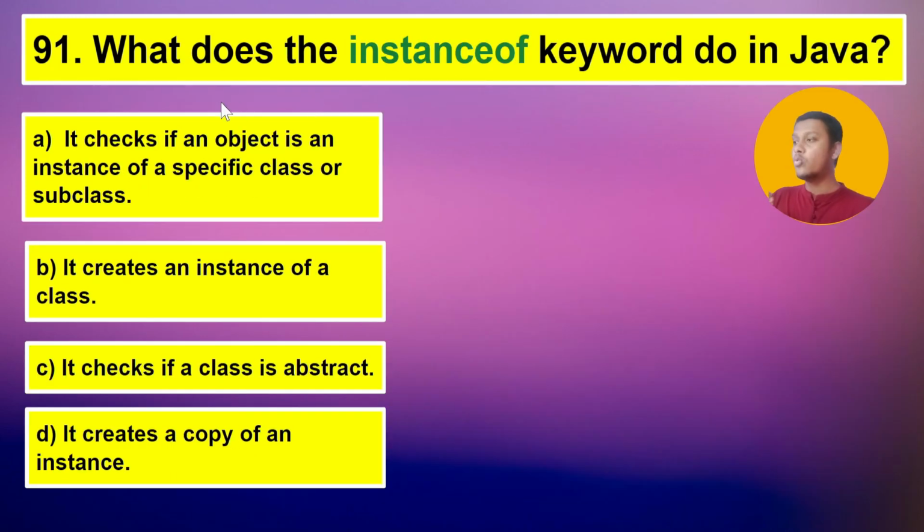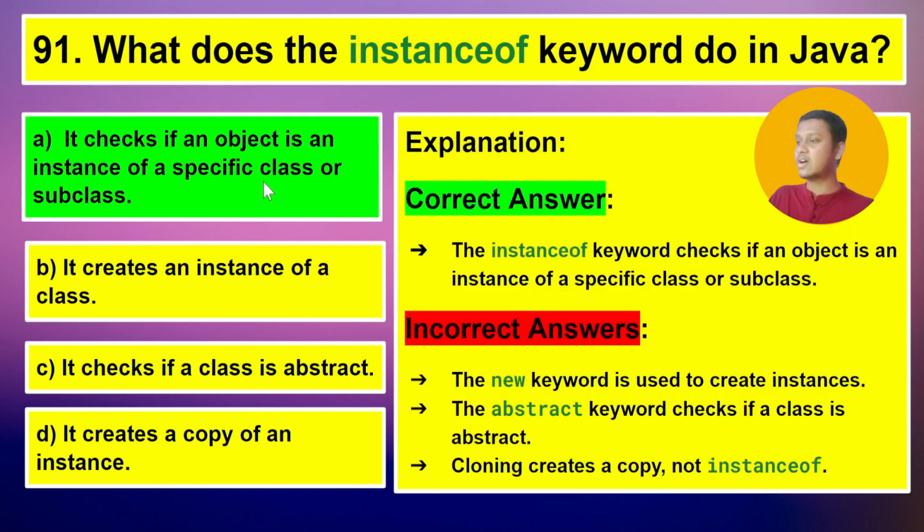Our next question is, what does the instanceof keyword do in Java? Option A, it checks if an object is an instance of a specific class or subclass. Option B, it creates an instance of a class. Option C, it checks if a class is abstract. Option D, it creates a copy of an instance. So here the correct answer is option A.